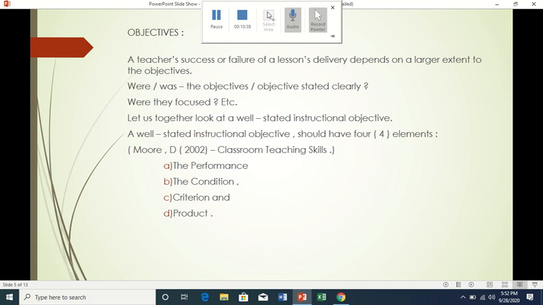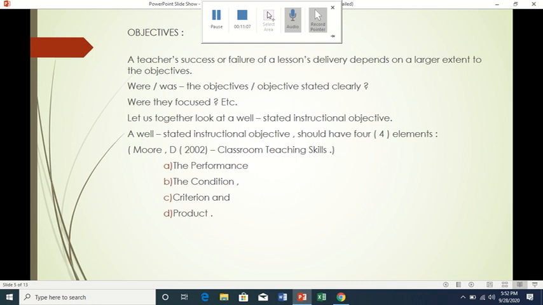For example, by the end of the lesson, if it were mathematics, for example, by the end of the lesson, the student will be able to construct an isosceles triangle and at least bisect.